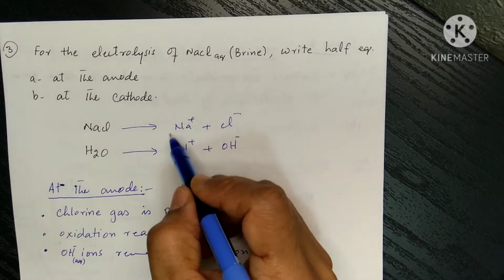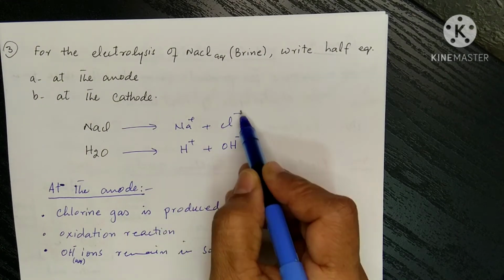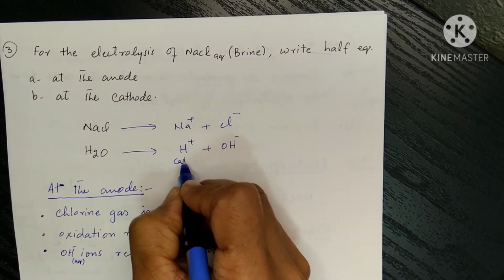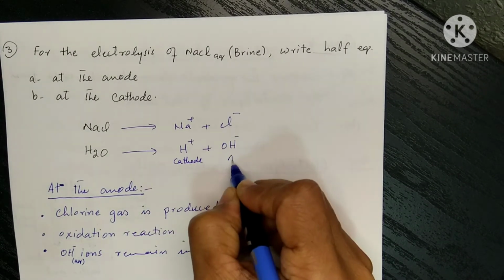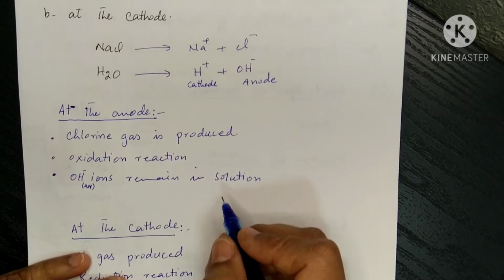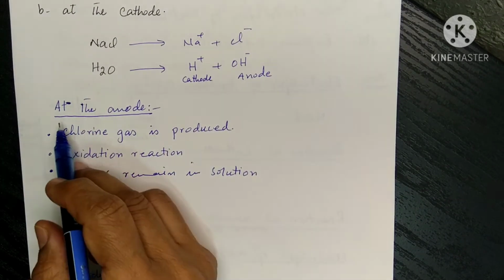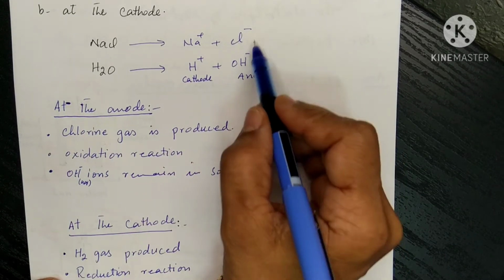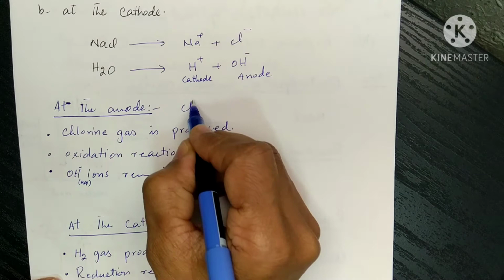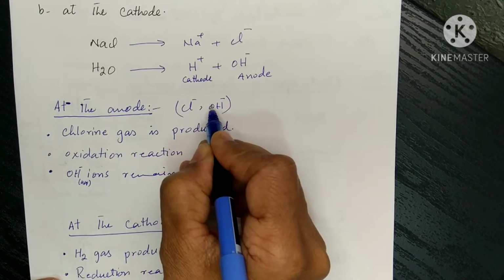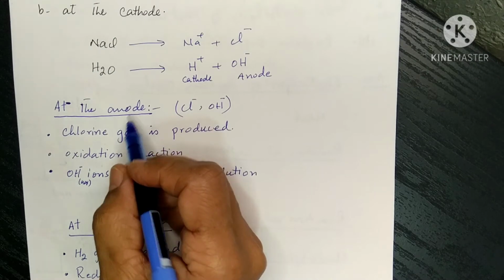These 2 positive ions move towards the cathode, and these 2 negative ions move towards the anode. Now first we will write the reaction at the anode. At the anode we have chloride and hydroxide ions. These 2 types of negative ions will move towards the anode.